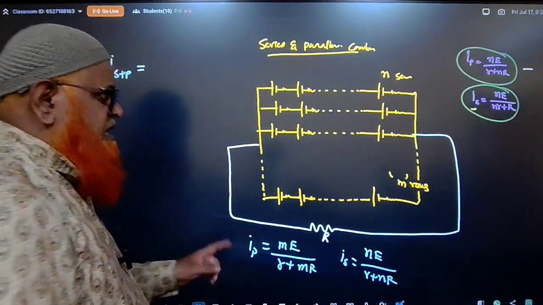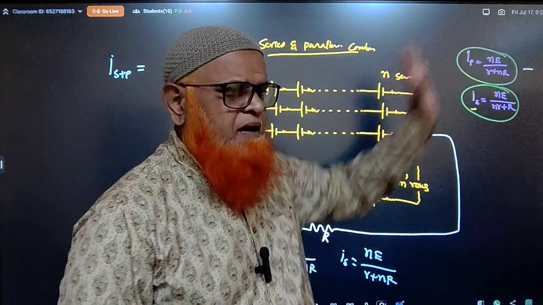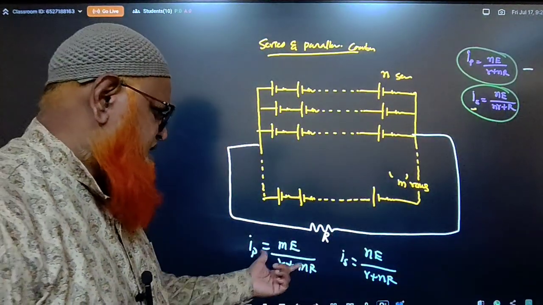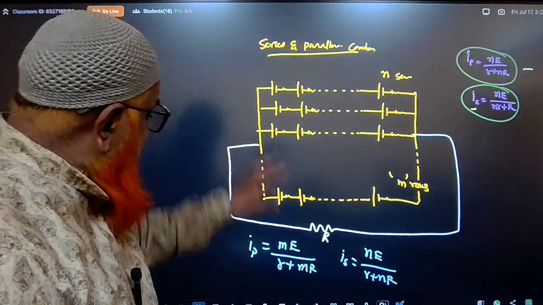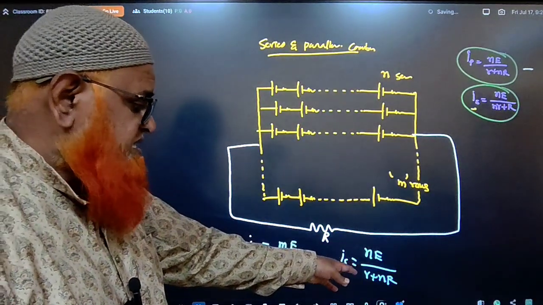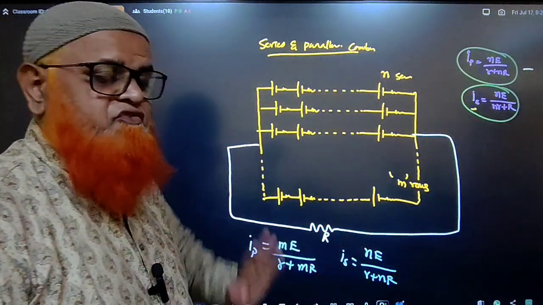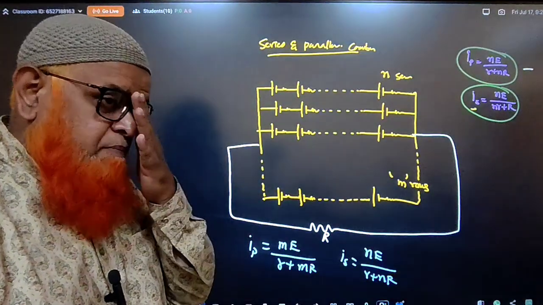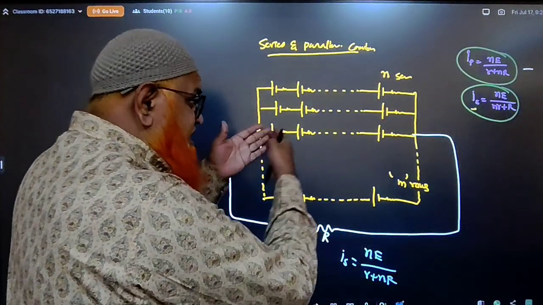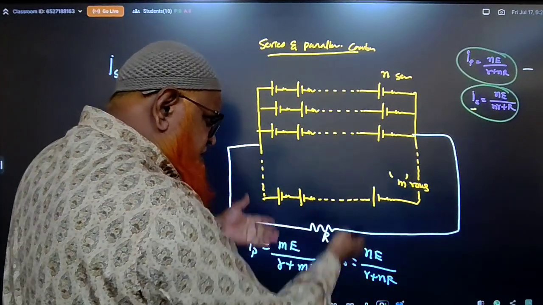Let us take this way. Instead of taking N, I have taken M in parallel. So series and parallel. If only parallel connection is there, this formula you have to apply. Only series connection is there, this formula you have to apply. But series and parallel combination means M is also there, N is also there in this case. N in series, M in parallel.